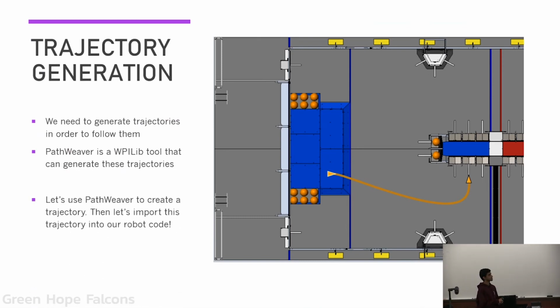So in PathWeaver, you can see I've generated a really simple trajectory right here. You can use PathWeaver to generate something like this. PathWeaver will then export the trajectory so that you can import it into your robot code. That functionality is still in testing and I don't have that version yet. So we'll do the alternative and actually create the trajectory in our own code. But I'll show you how PathWeaver works as well.